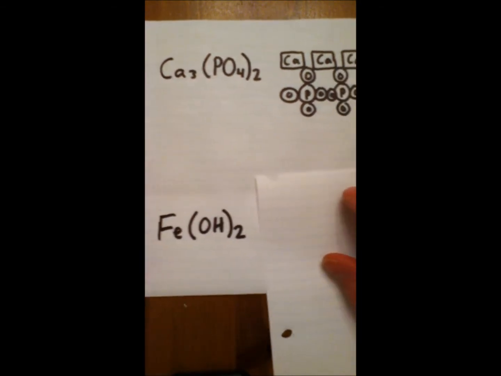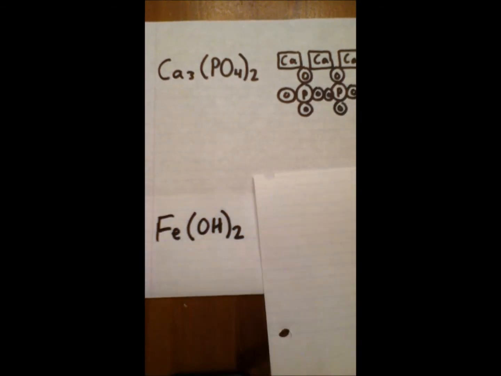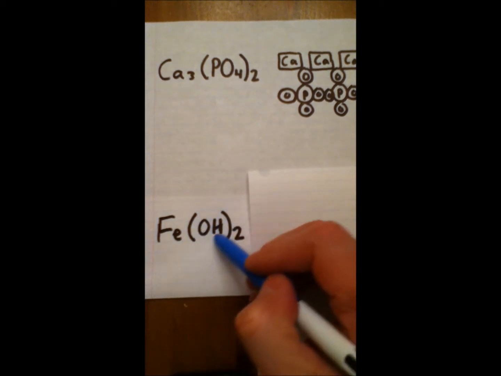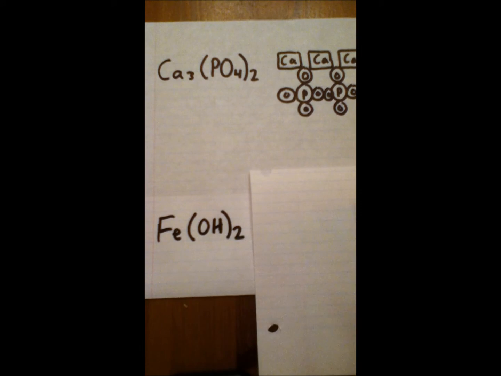Now we can look at Fe(OH)2. You can pause the video at this point and guess and figure out how many OH groupings we actually have in this formula. If you guessed 2, we have 2 OHs, then you're correct. You can also pause the video now again. Figure out how many oxygens and hydrogens we actually have in this formula.